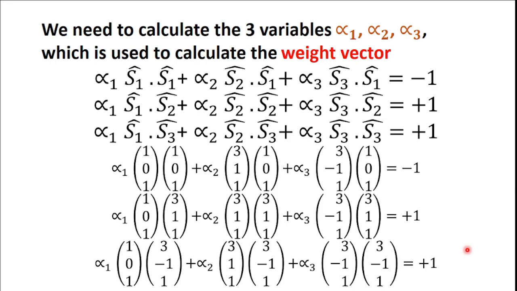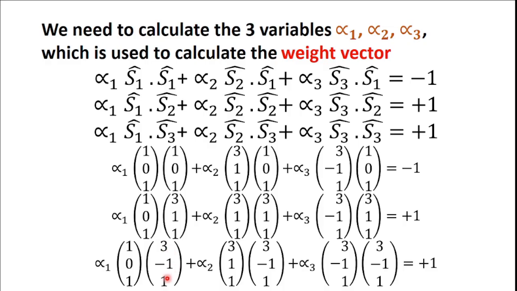Here the equation comes: alpha 1 times s1 cap dot s1 cap plus alpha 2 times s2 cap dot s1 cap plus alpha 3 times s3 cap dot s1 cap, which is equal to -1. How does this -1 come? This -1 indicates that s1 is the only one from the negative label data points, and the +1 values indicate s2 and s3, which come under the positive label data points. So here I am directly substituting the values of s1 cap, s2 cap and s3 cap.